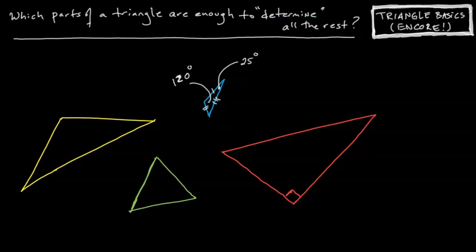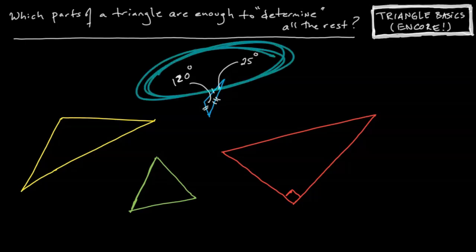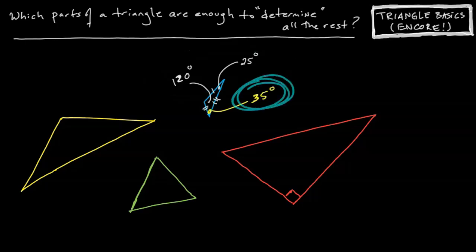Because I know from our previous video that the sum of all 3 angles in the triangle is 180 degrees. Well, these 2 angles give us a total of 145, and to bring that up to 180, we need another 35 degrees in the remaining angle. Okay, simple enough. So clearly we don't need all 6 parts to fully determine a triangle. It's obvious that once we know 2 angles, the third one comes for free, thanks to that theorem we proved in the last video that the 3 angles have to add up to 180.